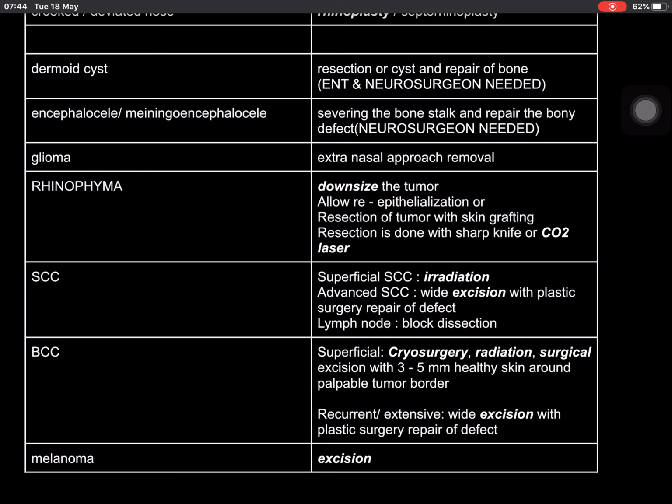For a basal cell carcinoma, we do cryosurgery, radiation, or surgery. It is a locally invasive tumor, so a 5 millimeter healthy skin margin has to be taken, okay? If it's a recurrent or an extensive lesion, you have to do a wide excision. In melanoma, the treatment is excision.